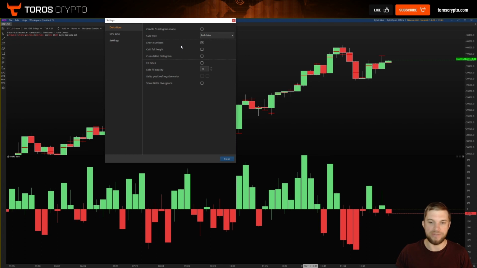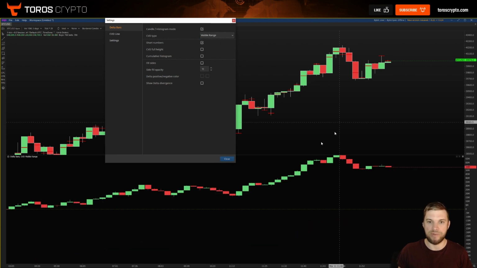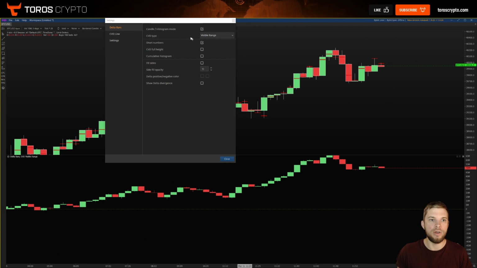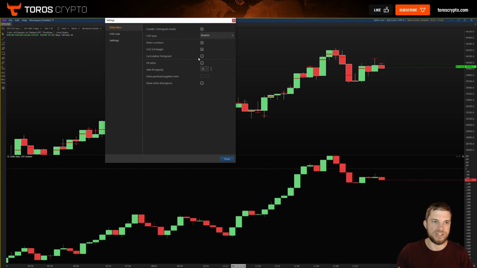So it's just another way of showing the data. You can find divergences and stuff this way, as well as on the candle mode. You can have it as full data, or you can have it as visible range, which is just what we're seeing right now, or you can have it as session, which is starting from the day. You can make your numbers short or long here on the right hand side. You can change the scale of it, all of those kind of things.